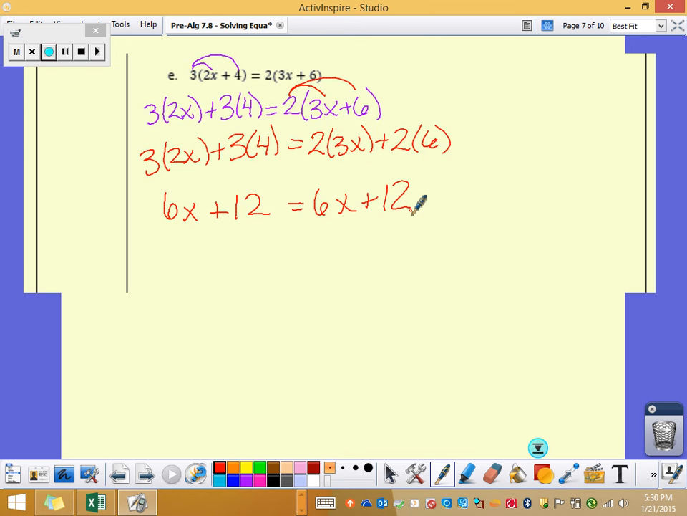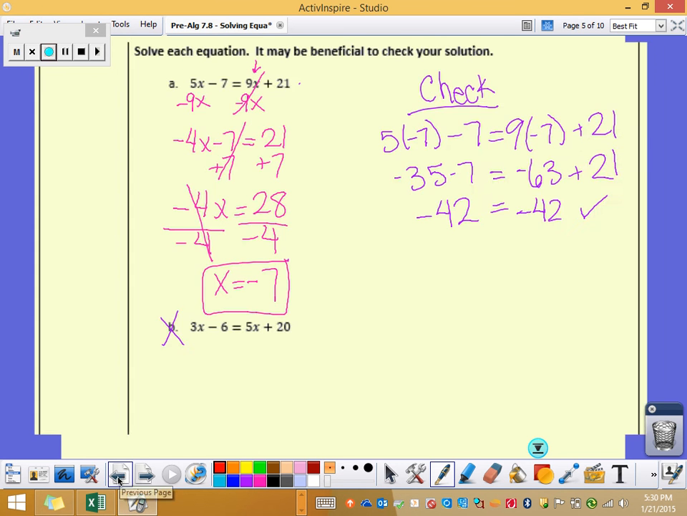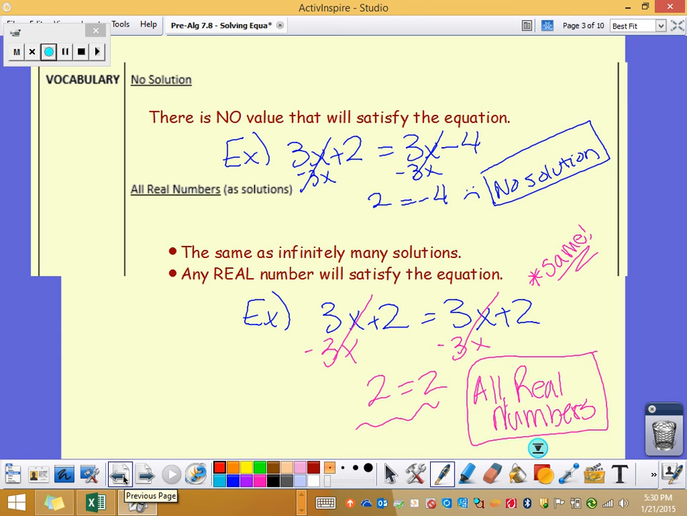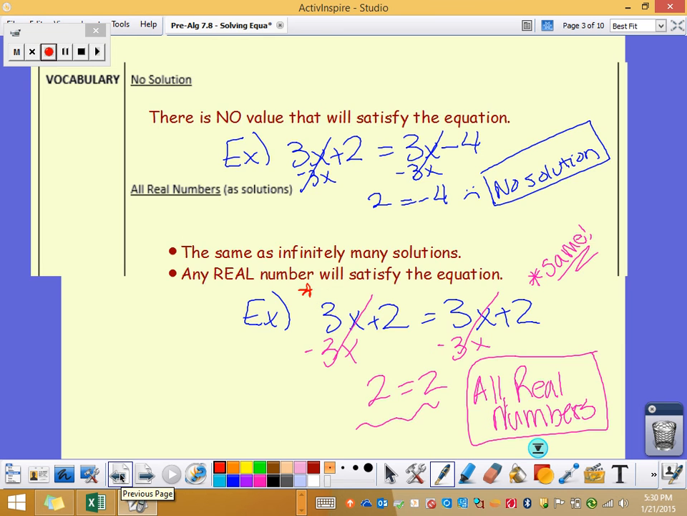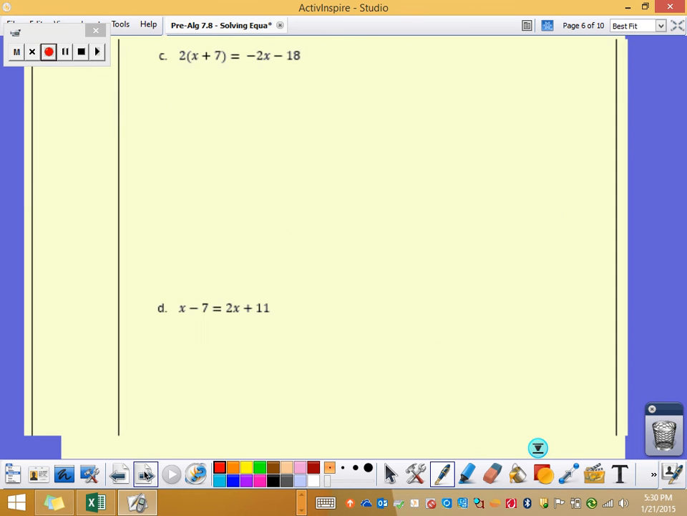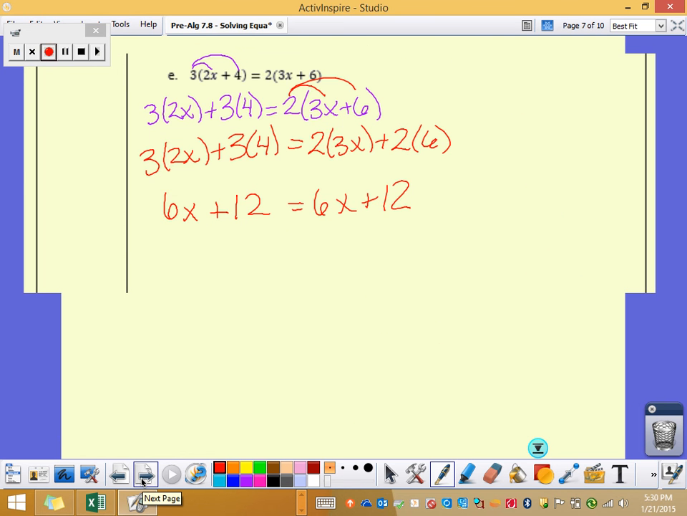If we flip back at our notes, whenever we have something like here, 3x plus 2 equals 3x plus 2, we know that it's going to be all real numbers. If we don't believe it, let's try it out. So I'm going to start by moving my variable to the left, minus 6x, opposites cancel out. I'm left with 12 equals 12.